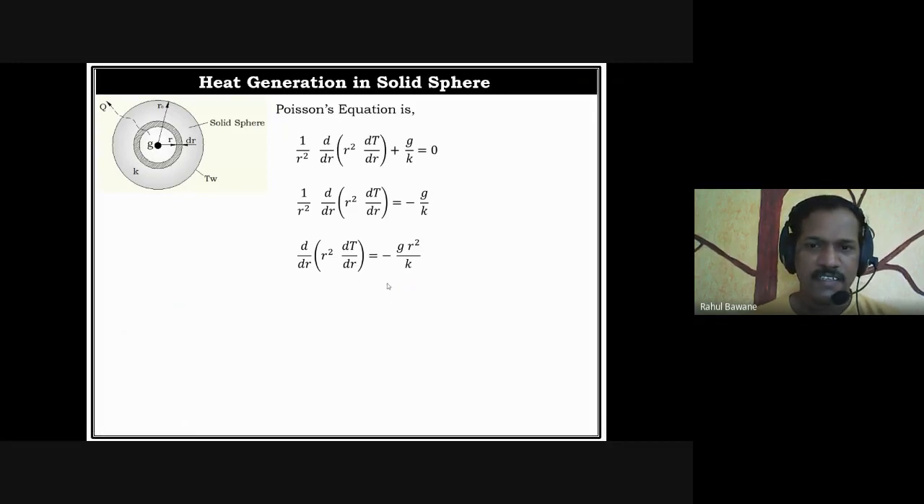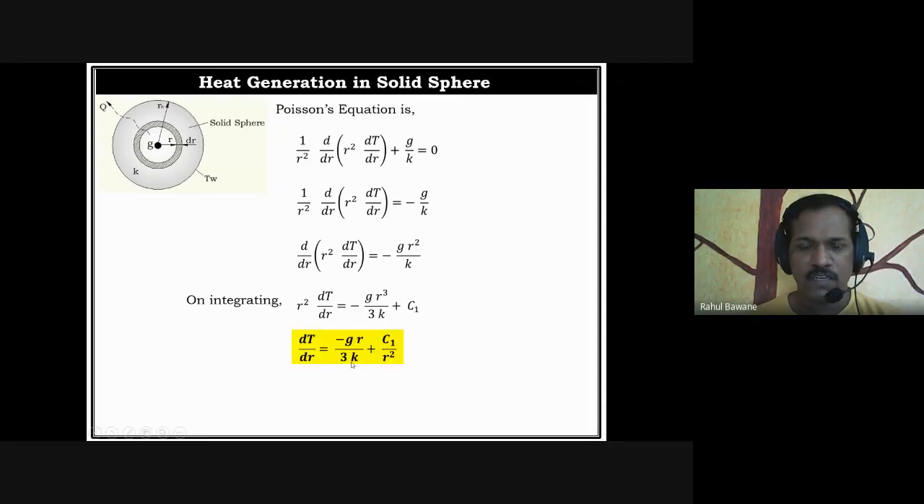Now I can integrate this equation, and after integration the d by dr on the left hand side will vanish. So on integrating, we get r square dT by dr equals minus g r cube upon 3k plus c1, the constant of integration. Now we have to shift this r square to the right hand side, so it will be in the denominator of each term. So r square and r cube get cancelled, and it will also be in the denominator of c1. So the final form, dT by dr, will be minus g r upon 3k plus c1 upon r square.